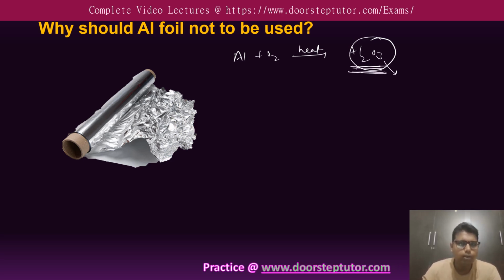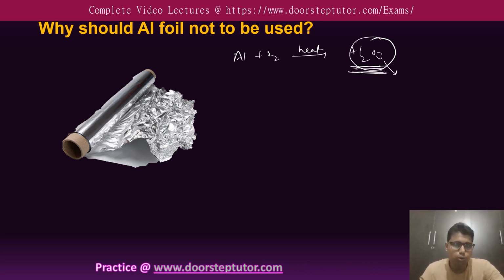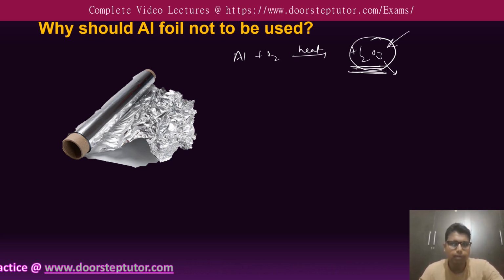There has to be a replacement for this because it is not good for our health. Similarly, making food in aluminum vessels is also not good, because the aluminum reacts with oxygen and forms alumina.